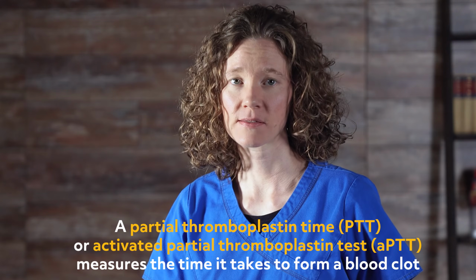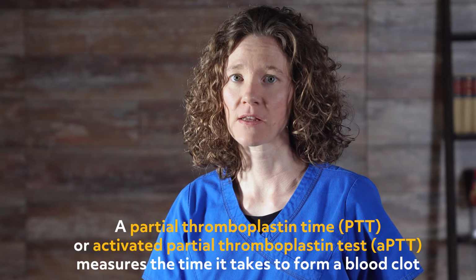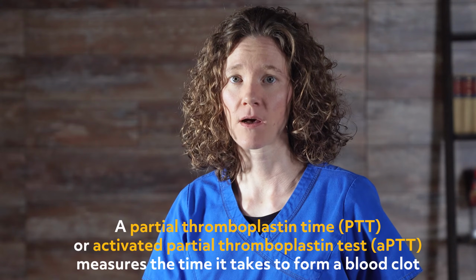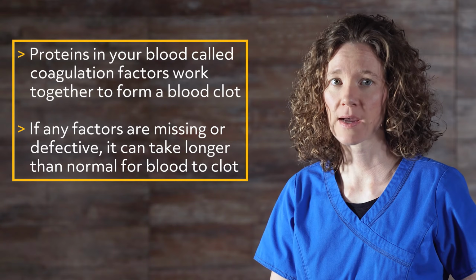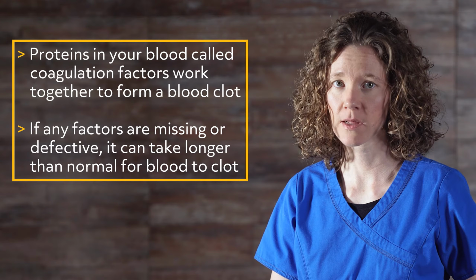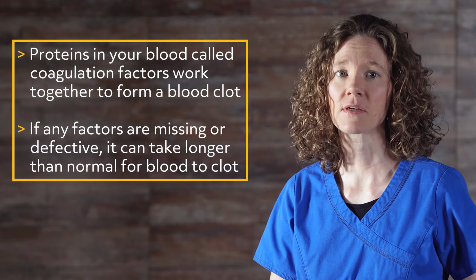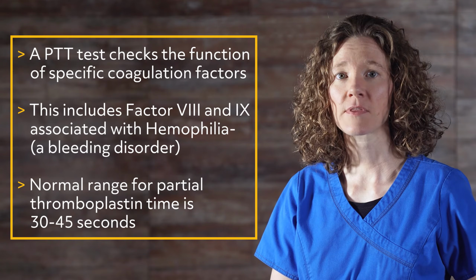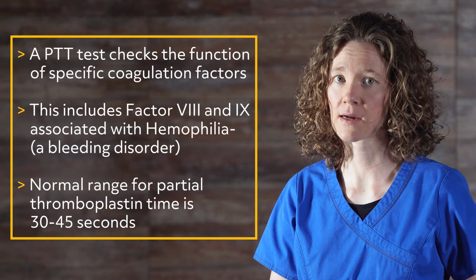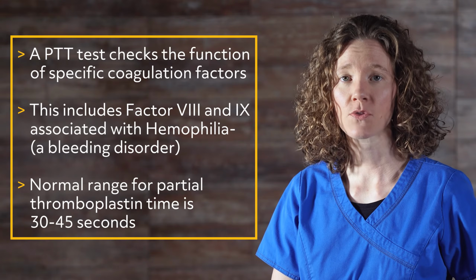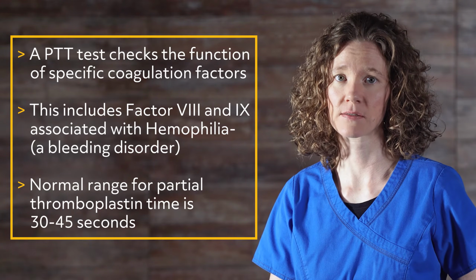A partial thromboplastin time, or PTT, or activated partial thromboplastin time, APTT, measures the time it takes to form a blood clot. Proteins in your blood, called coagulation factors, work together to form a blood clot. You have several coagulation factors in your blood. If any factors are missing or defective, it can take longer than normal for blood to clot. A PTT test checks the function of specific coagulation factors. Some of the factors include factor 8 and 9 associated with hemophilia, a bleeding disorder. Normal range for partial thromboplastin time is 30 to 45 seconds.